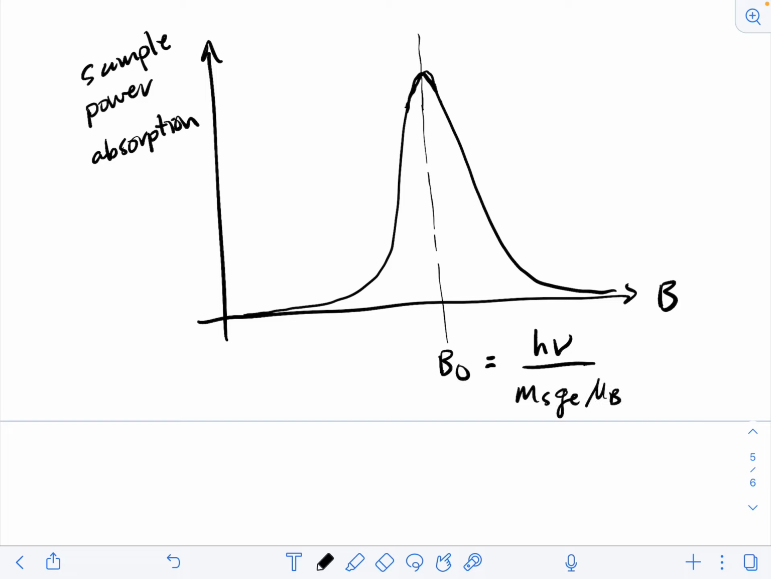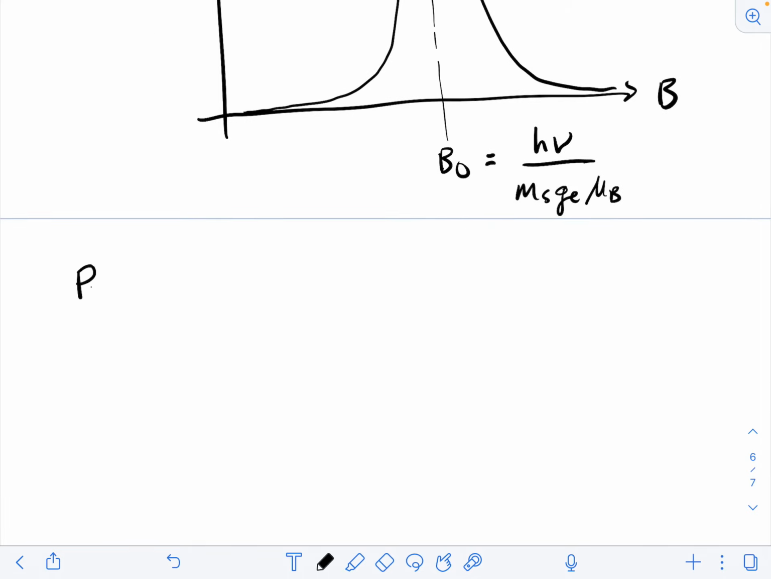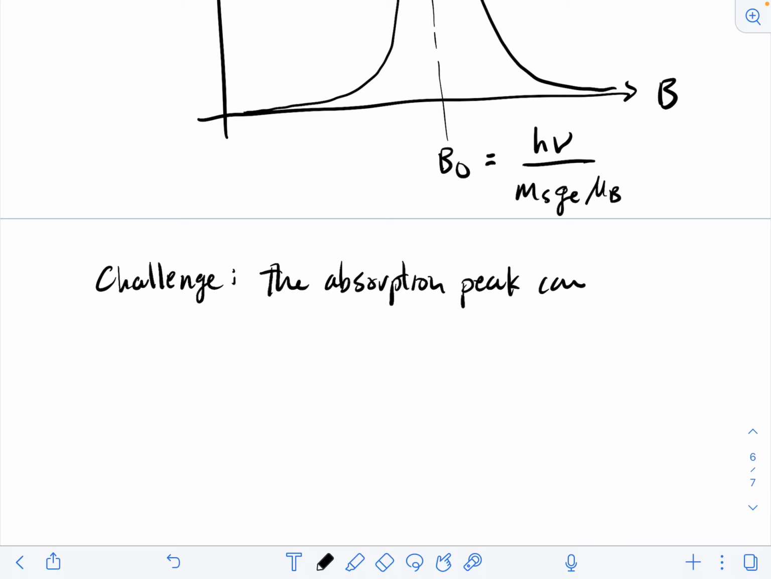All right, so that's kind of like a 5-minute description of an ESR experiment. So far we haven't applied lock-in detection at all. So the challenge that we have is that the absorption peak can be very weak and difficult to measure precisely.